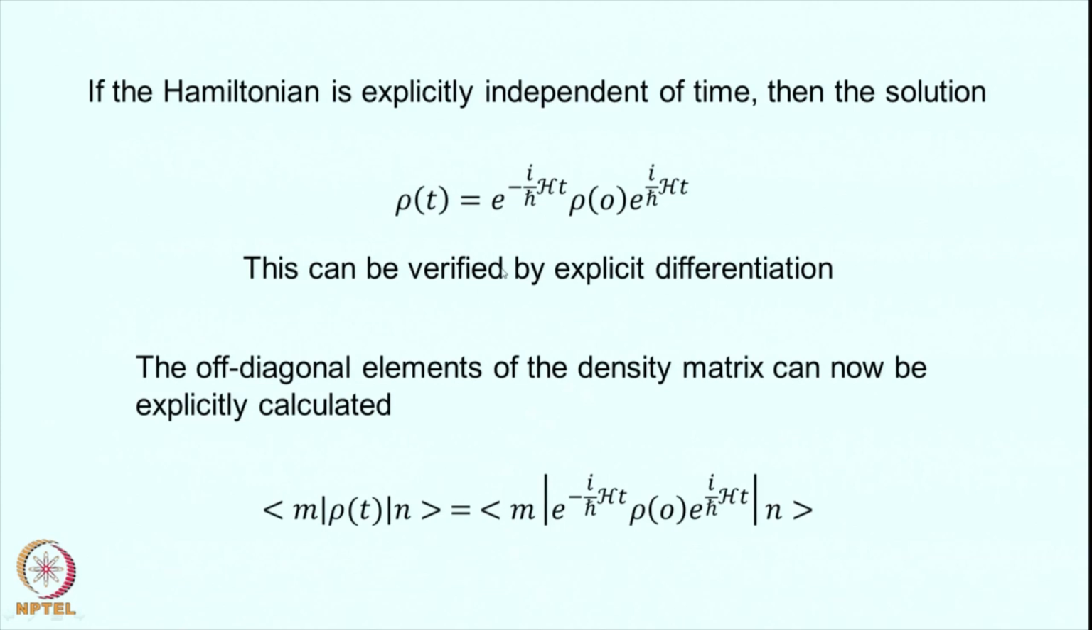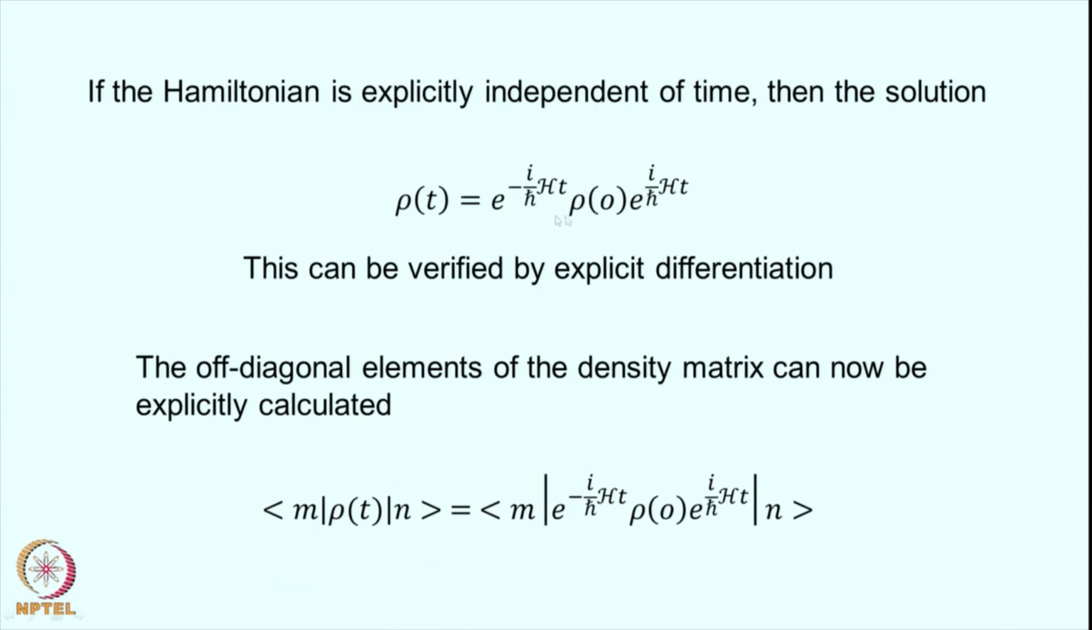Now, if the Hamiltonian is explicitly independent of time in that Liouville equation, then the solution is easily written in this manner. We are not deriving this explicitly, but this equation can be verified by explicit differentiation. ρ(t) is given by e^(-iHt/ħ) ρ(0) e^(iHt/ħ). Here ρ(0) means the density operator at time t equal to 0, and these two operators on the left and the right describe the evolution of the density operator as a function of time.